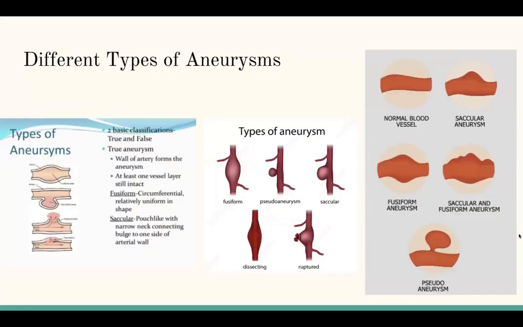The different types of aneurysms are shown here in the pictures. The most common ones are fusiform, pseudoaneurysm, and saccular.